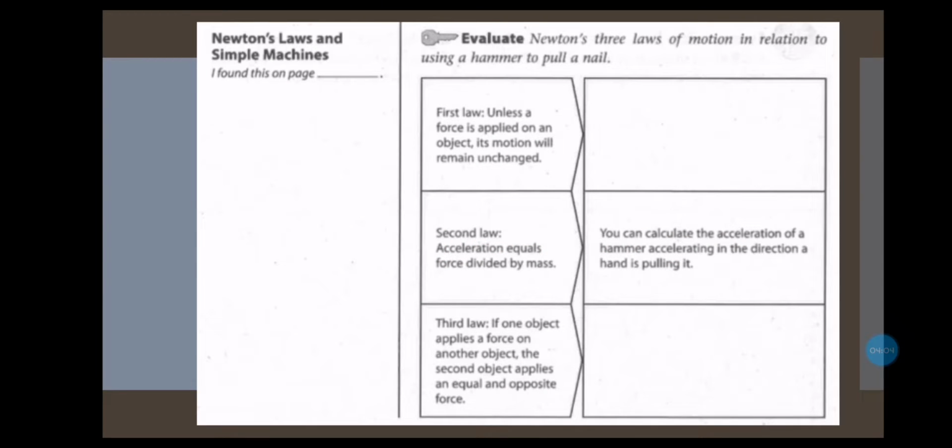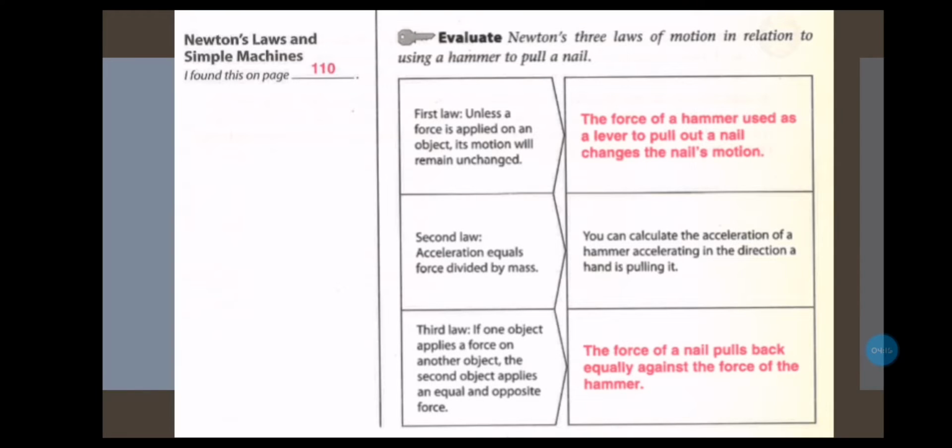Newton's laws and simple machines. Evaluate Newton's 3 laws of motion in relation to using a hammer to pull a nail. And the answer is found on page 110. We have this situation and we are going to find how the 3 laws of Newton relate to this situation. So, the first law: unless a force is applied on an object, its motion will remain unchanged. So the nail was at rest. Basically it wasn't supposed to move, but the force of a hammer used as a lever to pull out a nail changes the nail's motion. So this is the first law of Newton.